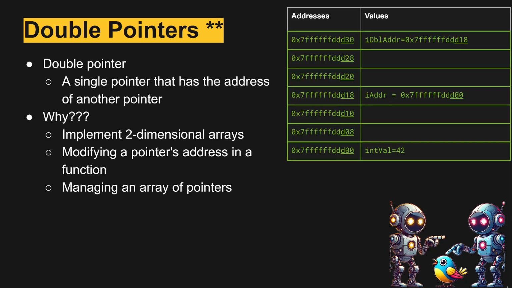So here's a visualization along with the memory layout that we're used to seeing. We basically have an integer value down here, and a single pointer points directly to it using a star, and then a double pointer that contains the address of the single pointer, and so it can point to the address of a single pointer and change it.